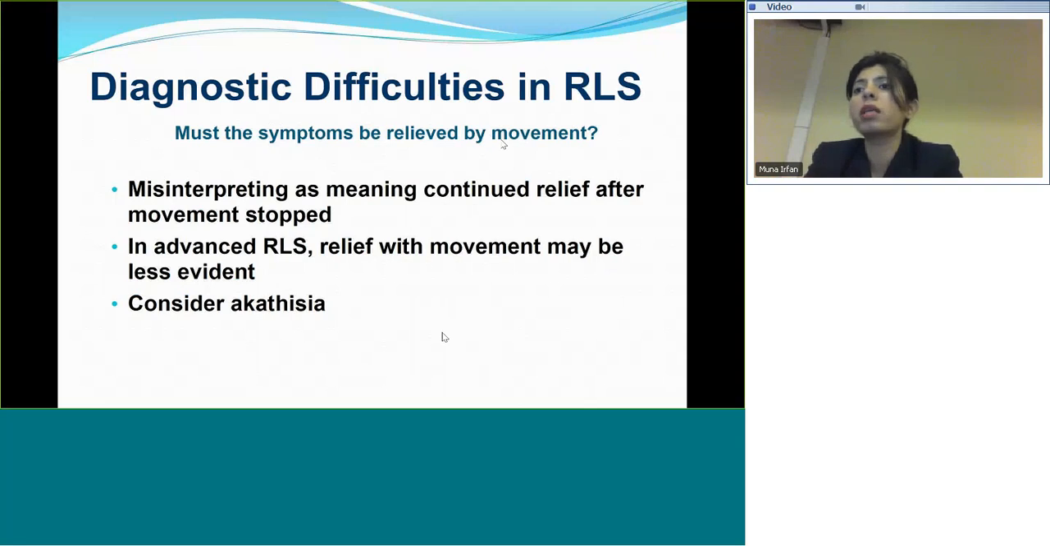And the last thing to consider is whether it's restless leg symptom itself or they have akathisia from another medication they might be on. For example, the classic is antipsychotics, neuroleptics.